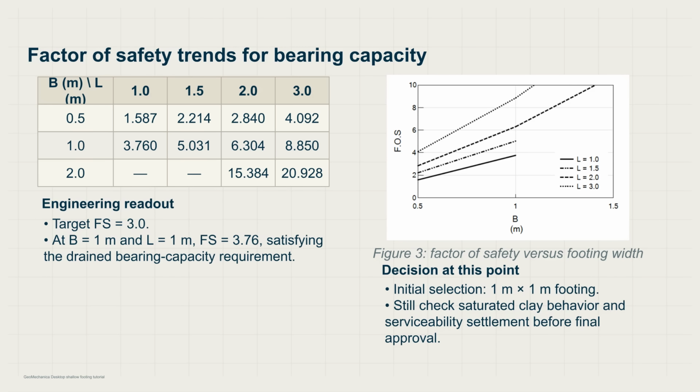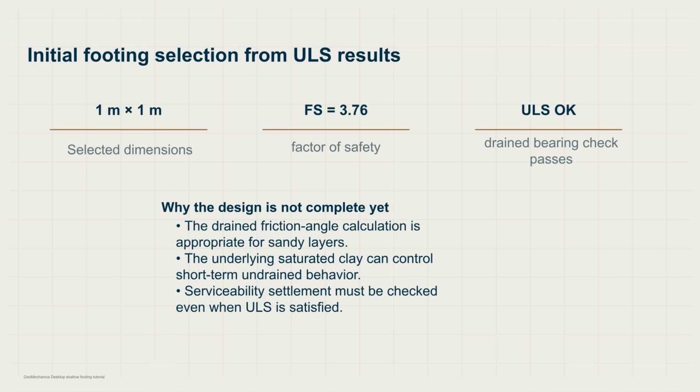Reviewing the safety trends, a 1 meter by 1 meter footing provides a factor of safety of 3.76, which satisfies our requirement. We will proceed with this selection while continuing to check other performance criteria. While the ultimate limit state is satisfied, the design is not yet complete. We must also verify the short-term undrained behavior of the clay and ensure long-term settlement remains within limits.